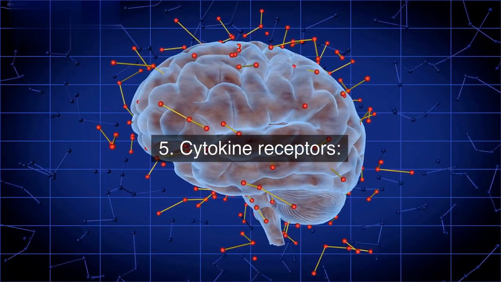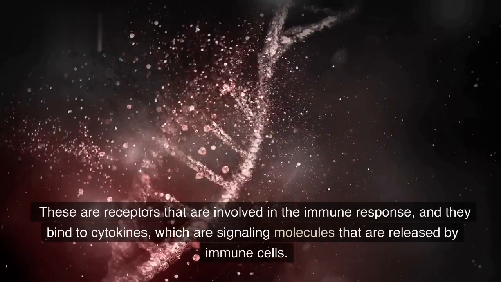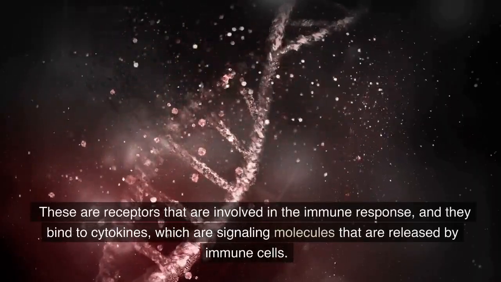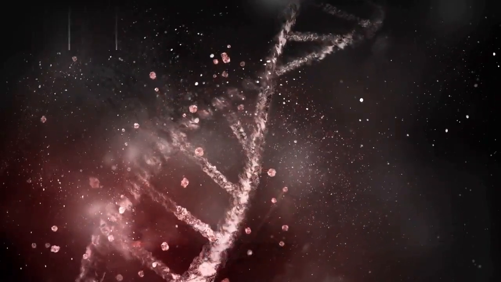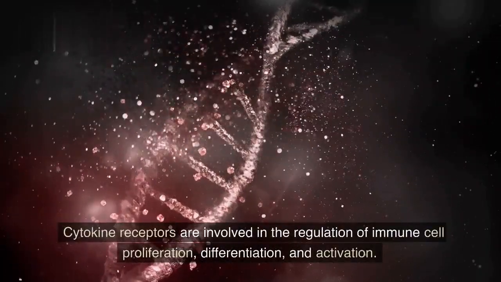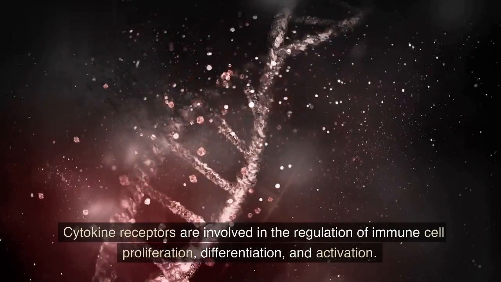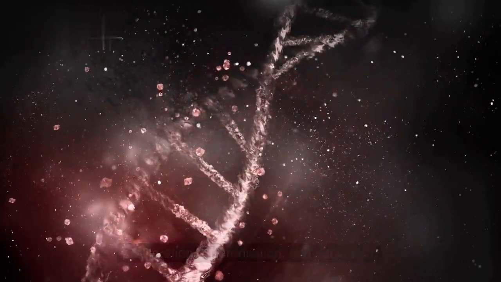5. Cytokine receptors. These are receptors that are involved in the immune response, and they bind to cytokines, which are signaling molecules that are released by immune cells. Cytokine receptors are involved in the regulation of immune cell proliferation, differentiation, and activation.